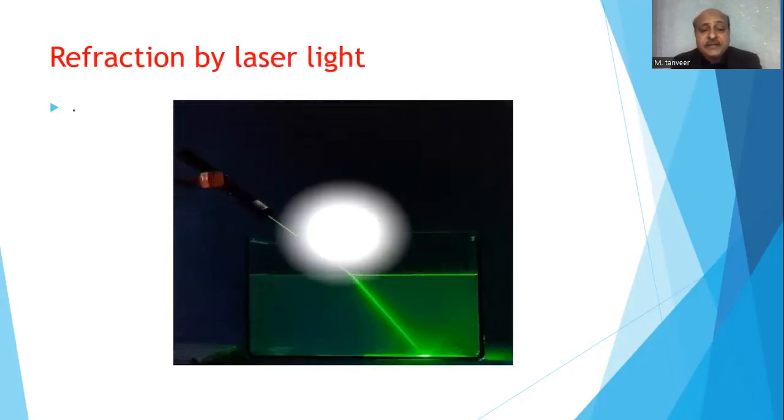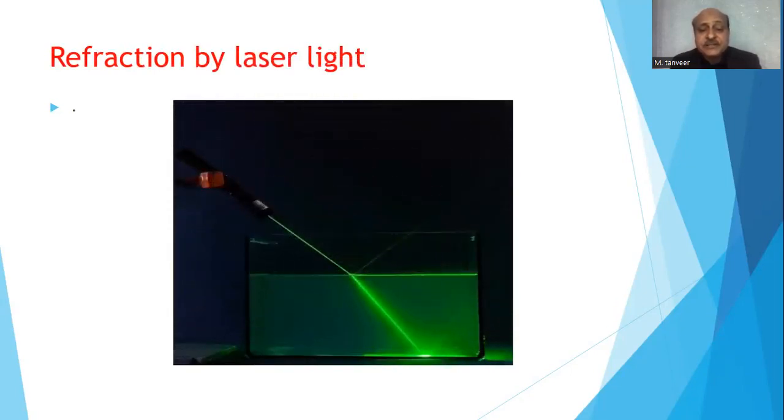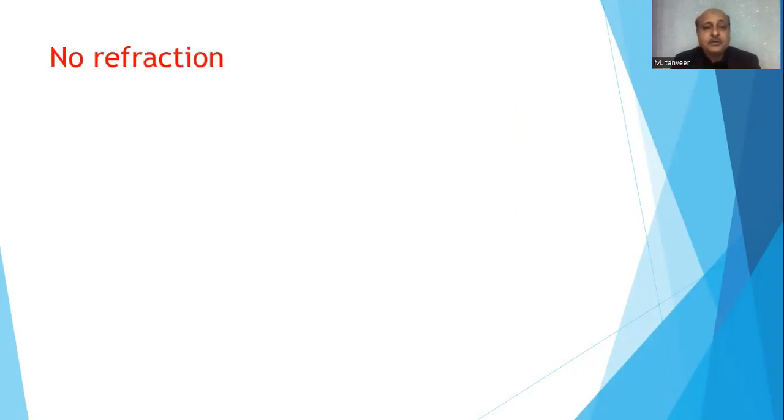Refraction of light by laser light. This is also laser light. When laser light enters water, it bends towards the normal, since the rays of light are coming from air. This is the air and this is the water. The air is less dense, water is more dense, so rays of light will bend towards the normal. When I drop a perpendicular, then all rays of light will bend towards the normal.